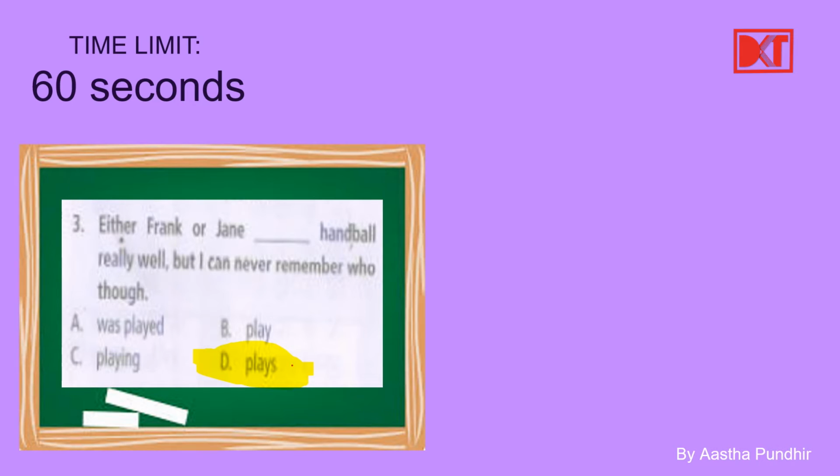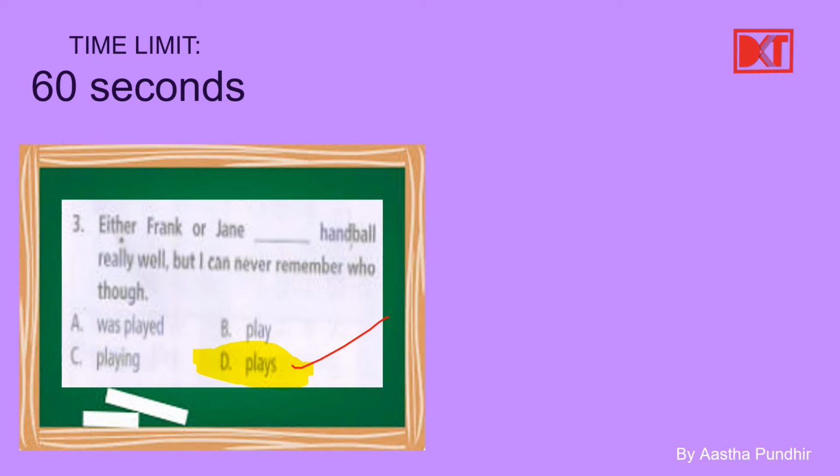Why plays? Because we are talking in the present. We're talking about the present tense. This is simple present and we're talking in the current scenario. So we're saying that either Frank or Jane plays handball really well, which means they still play, right? This is the present situation.